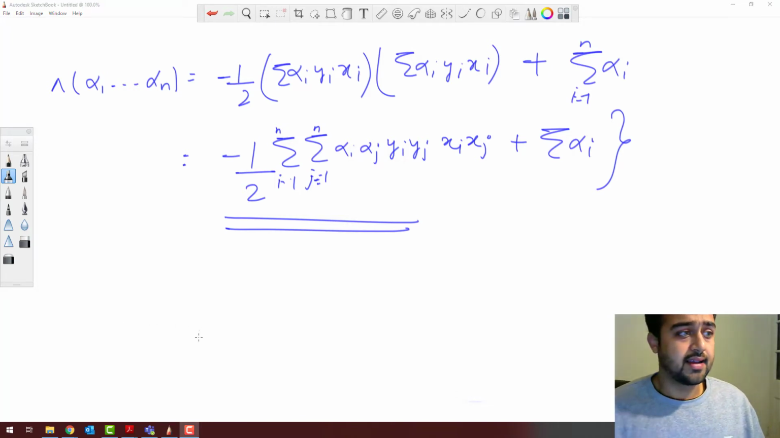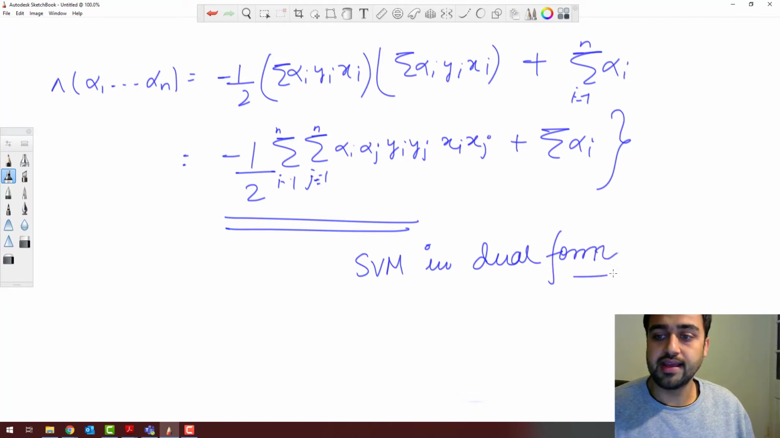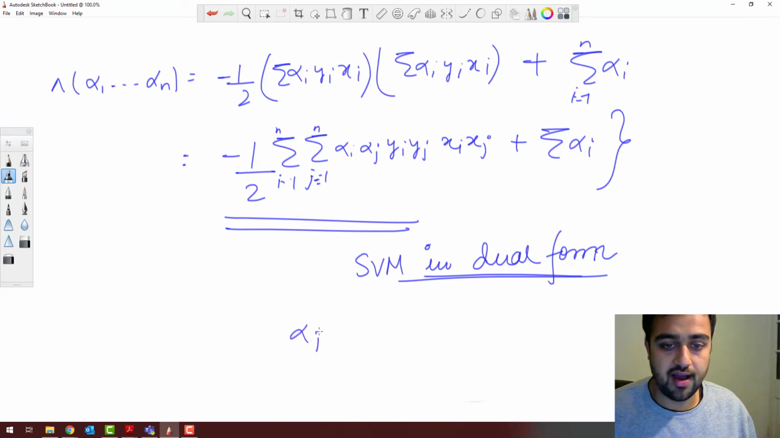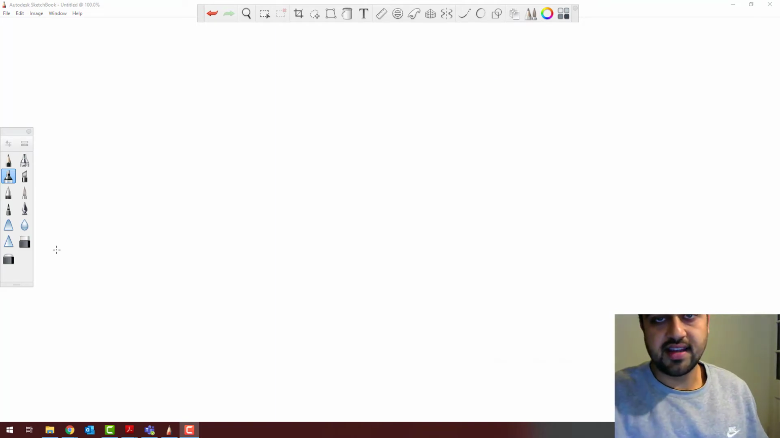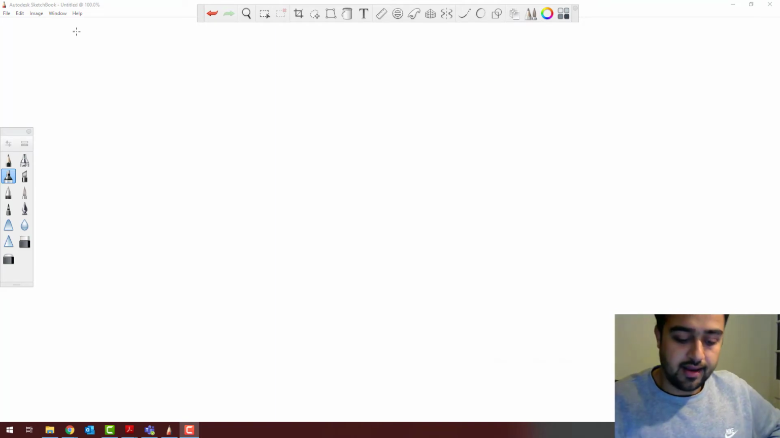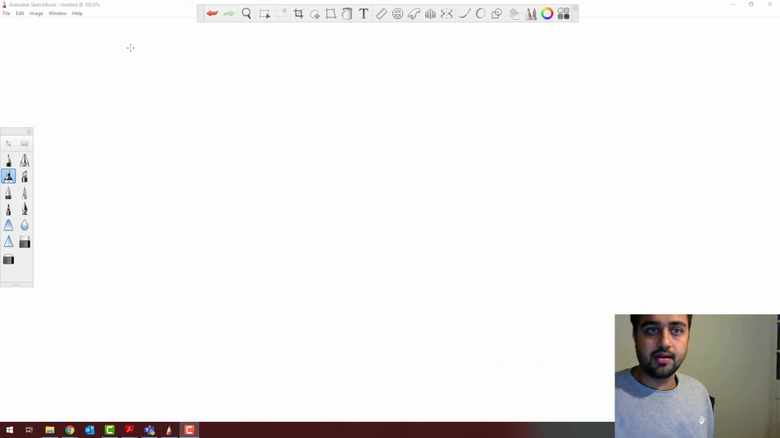So this gives us basically the SVM in dual form, right? It's really easy to simplify and solve this, and it is subject to alpha i's greater than or equal to 0 and sigma of alpha i yi equals 0, because this is what we found when we differentiated it with respect to t, right? Okay, so let's take up a toy data set and I'll try to explain what gram matrices are and how we use them in our SVM in dual form.